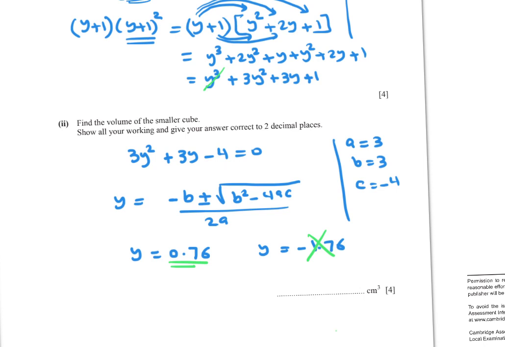Now we can find the volume of the smaller cube. So the volume equals y power 3. So 0.76 power 3. The answer to 2 decimal places is 0.44.